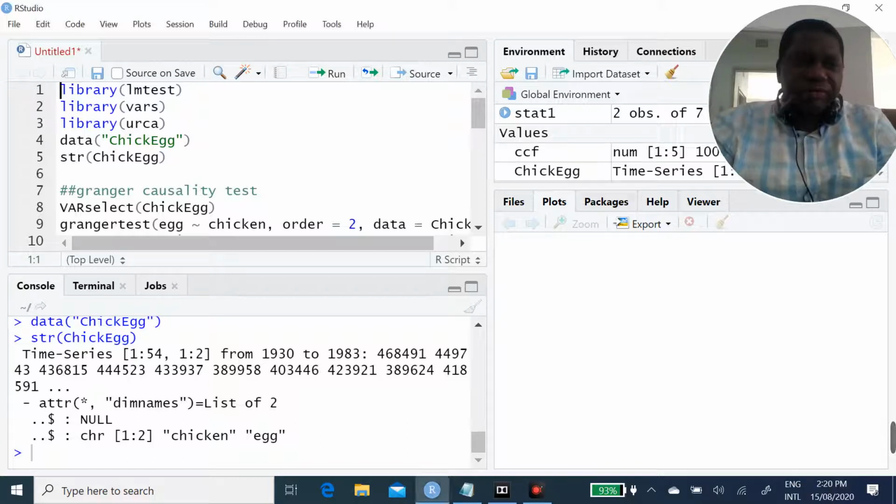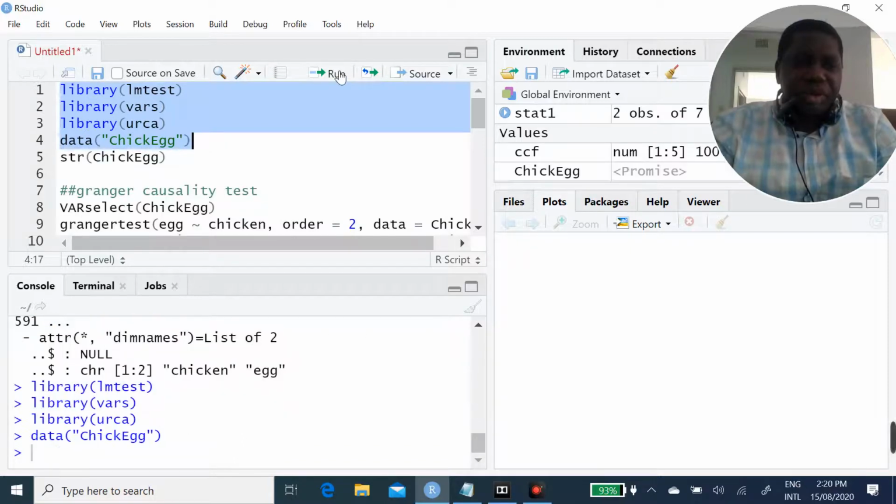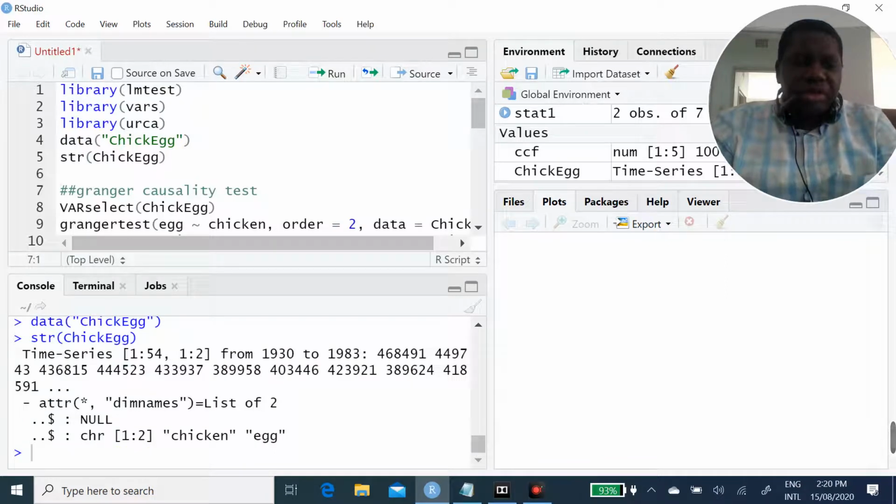So let us load the packages as well as the data. library(lmtest), library(vars), library(urca), data(ChickEgg). To check the structure of the data set, we use str. So it's a time series of 54 years from 1930 to 1983. It's made up of 2 variables. We have chicken and egg.